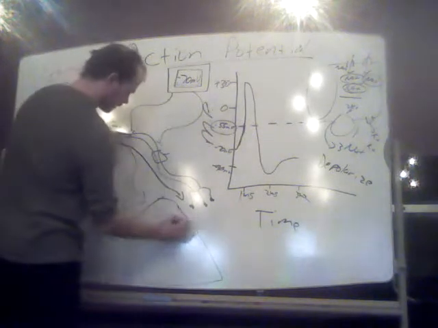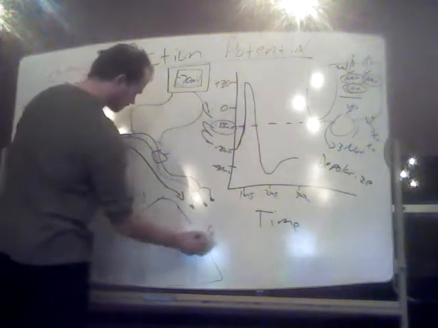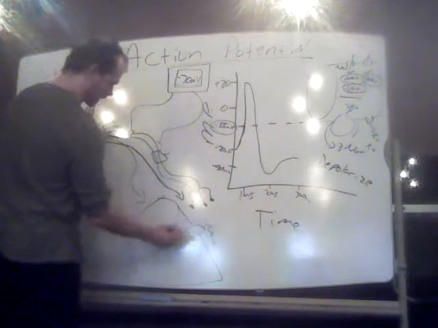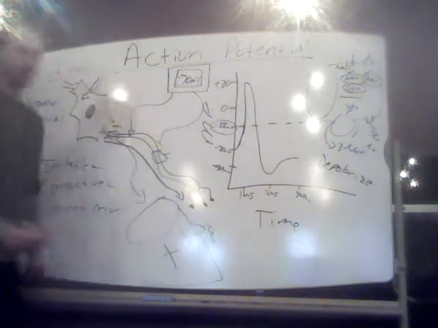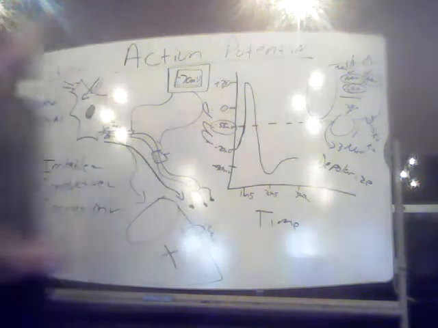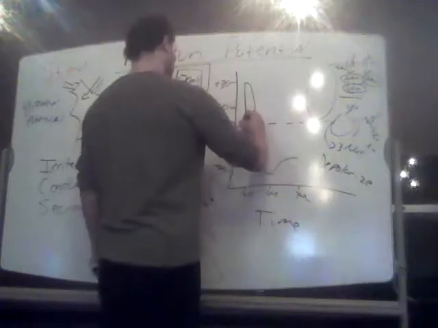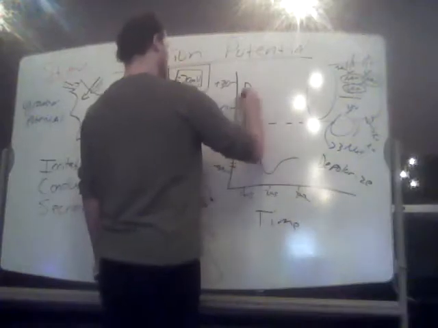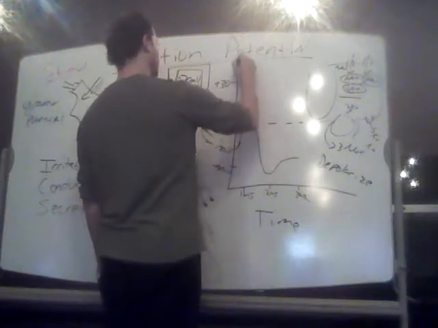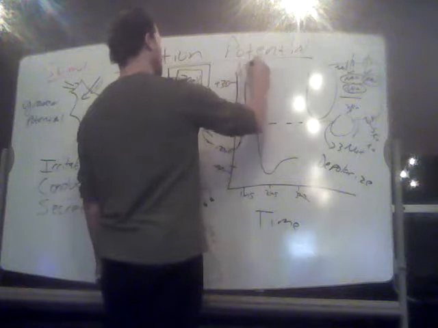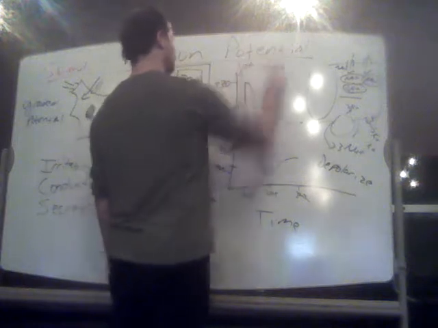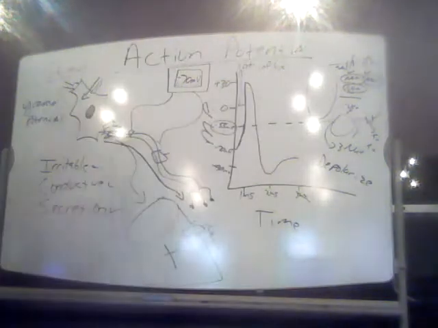is, remember, sodium gates are opening. As sodium comes in, that's going to make the inside more positive, and as a result, hence the big up spike. When you look at a scale like this, or a graph like this, that's what you're seeing: the sodium influx. You're seeing a big sodium influx.